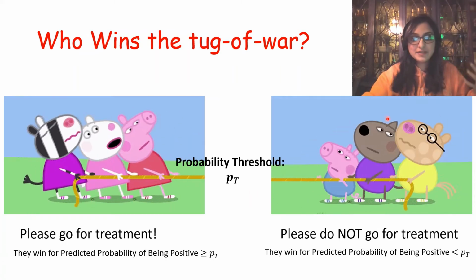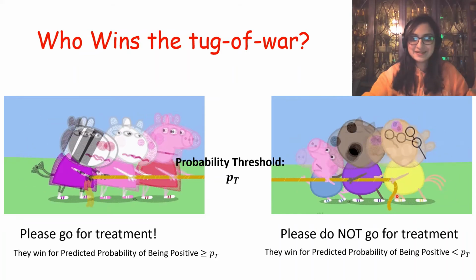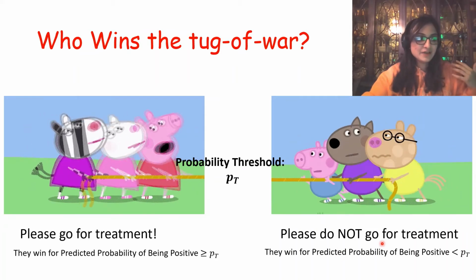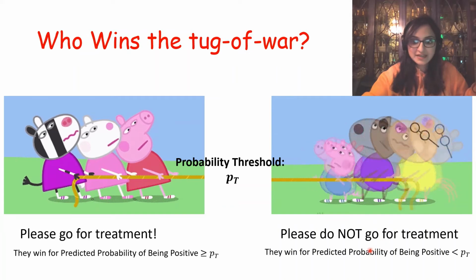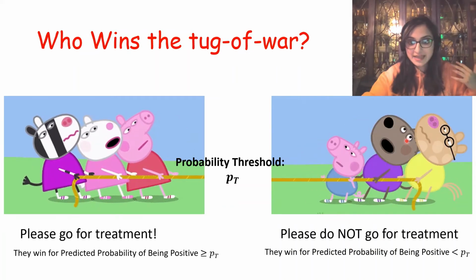Otherwise, you're predicted as negative. These guys win if the predicted probability for a patient being positive is less than the threshold. They're predicted as being negative.